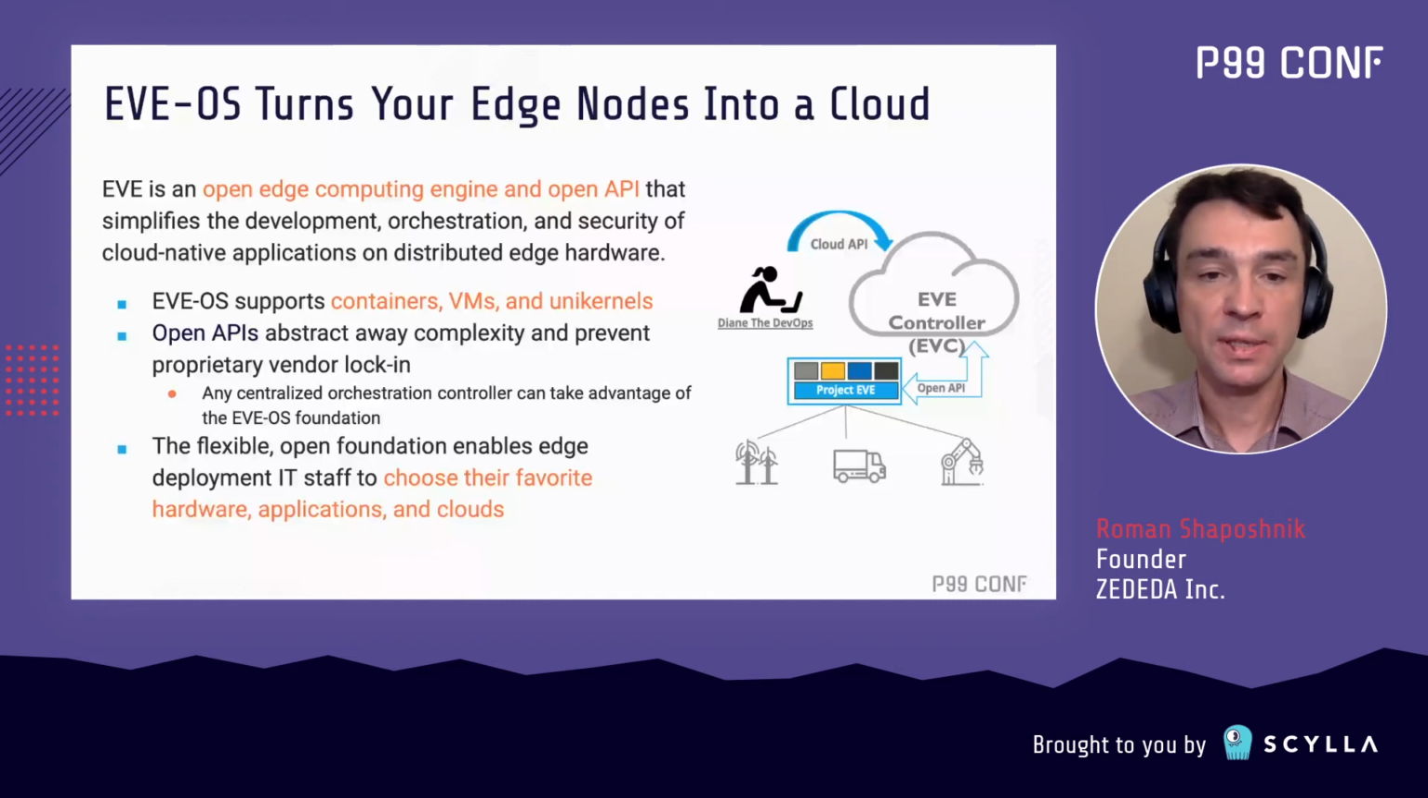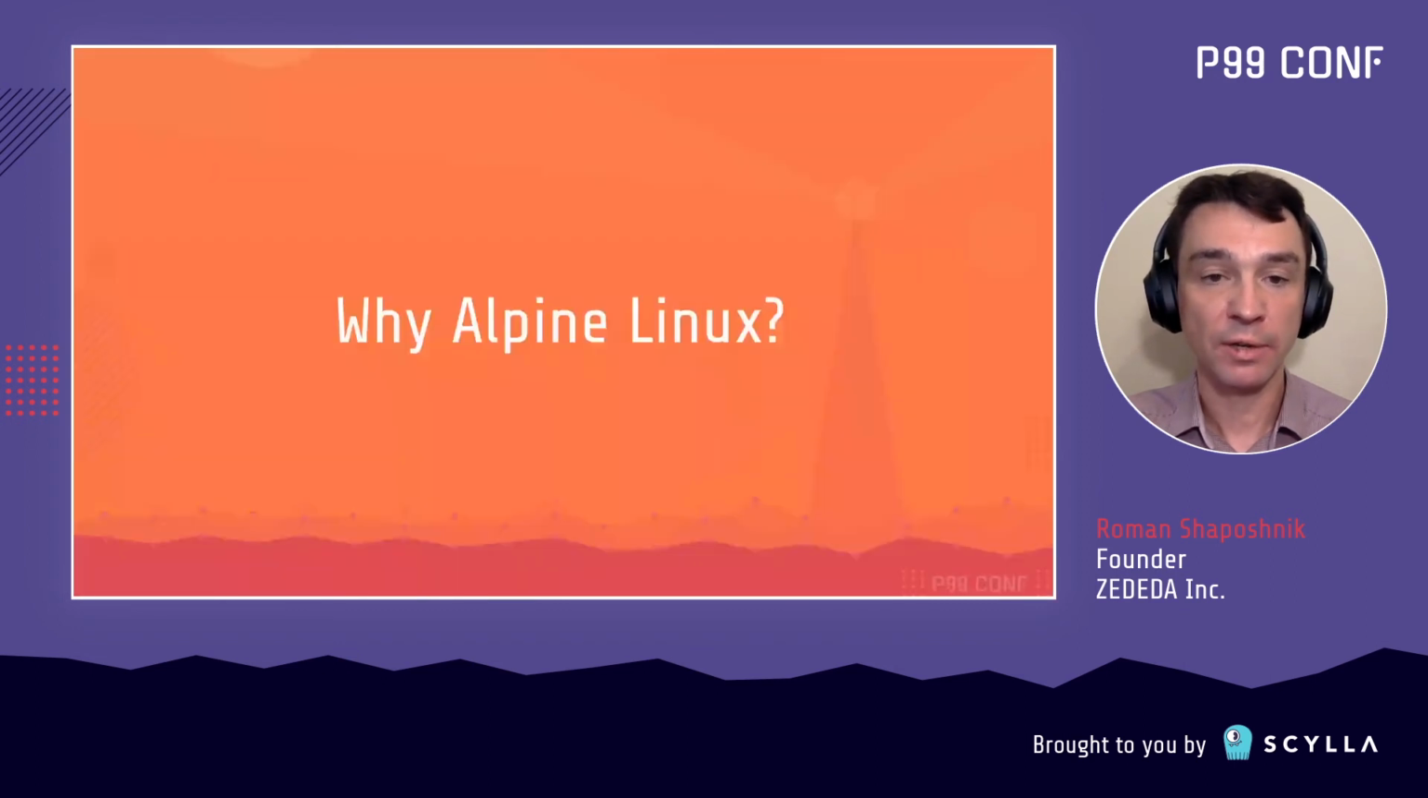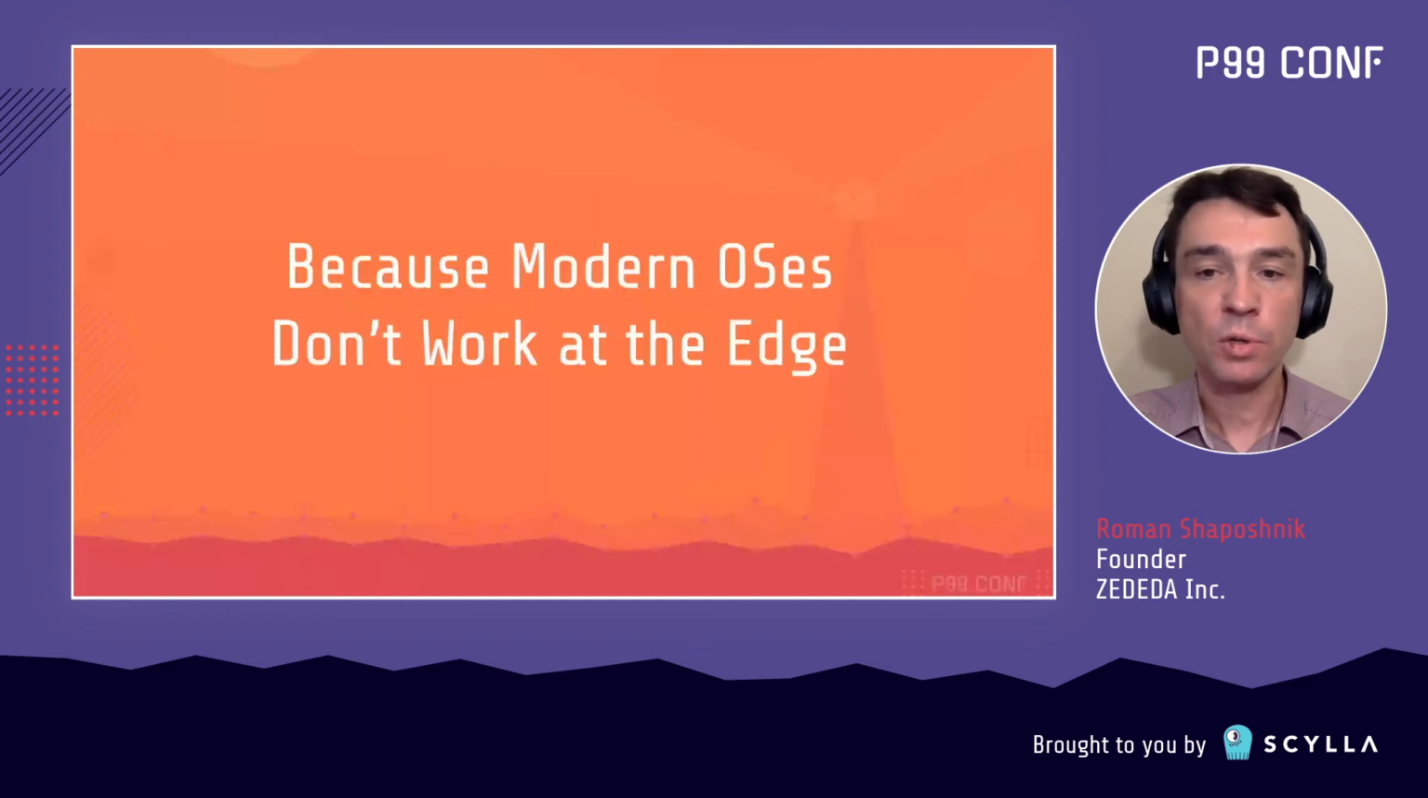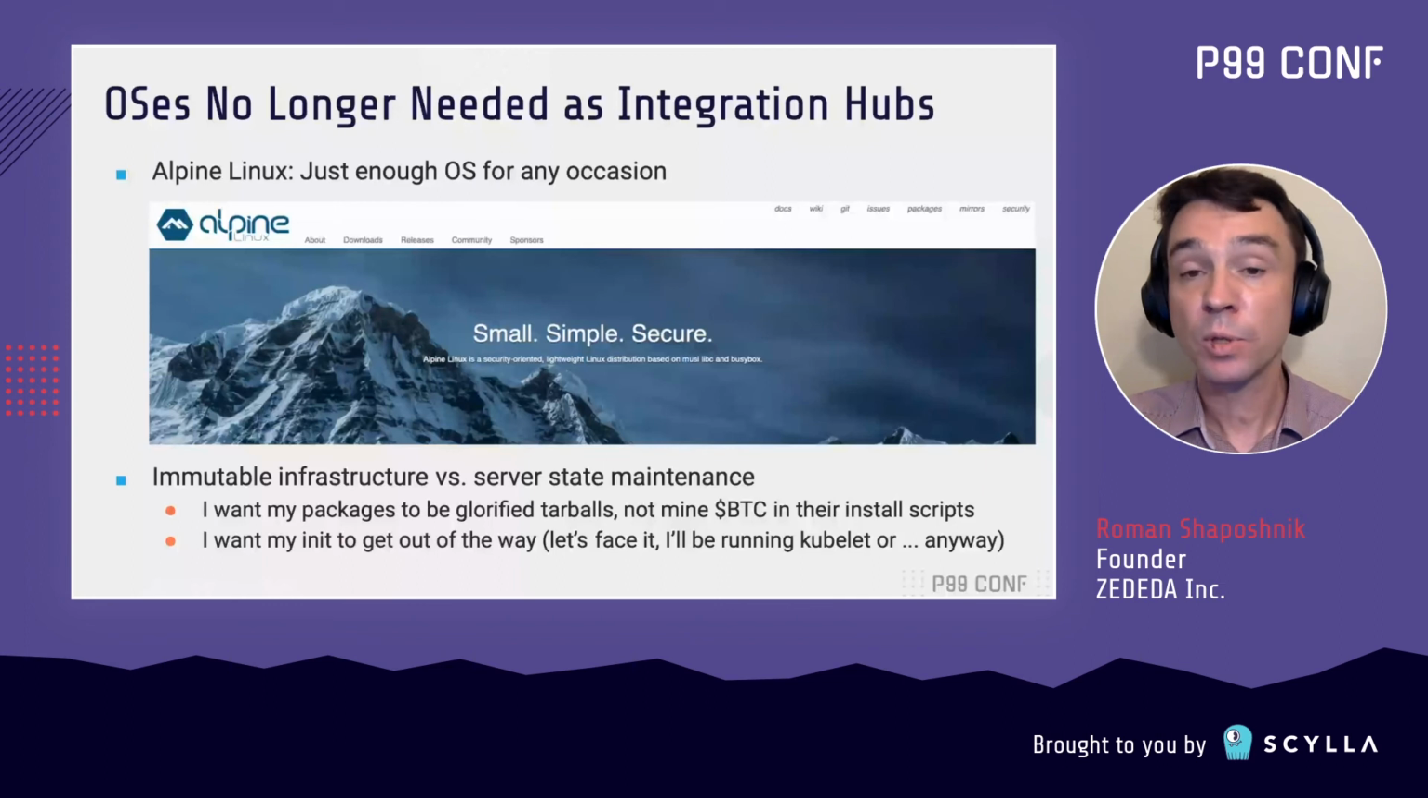First of all, because it's the basis for most of the modern cloud-native workloads, and because the other modern OS is not really good for that. That's why people pick Alpine. Alpine is just enough OS for any occasion. It is an immutable infrastructure, and honestly, the packages are just glorified tarballs. That's what makes it so easy to port to a new architecture like RISC-V.